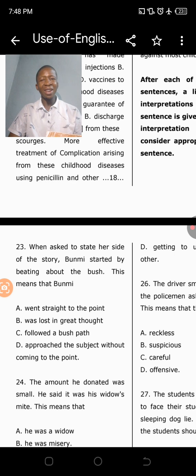Option B is not our answer. She wasn't lost in great thought. Option C, she didn't follow a bush path. Rather, she approached the subject without coming to the point. That is what it means to beat about the bush.